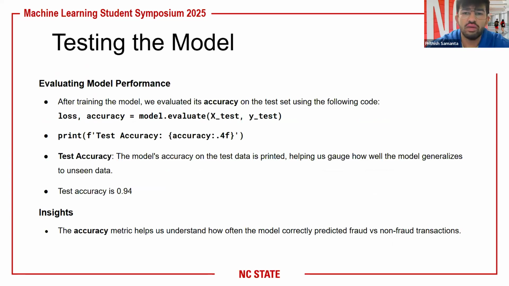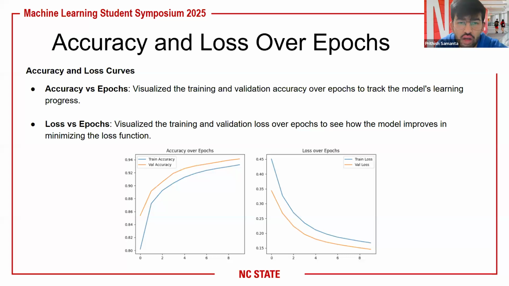For testing, after training, we evaluated the model's performance on the test set. The model achieved an impressive test accuracy of 94%, meaning it correctly identified fraudulent and legitimate transactions 94% of the times. The accuracy and loss over epochs: to track the model's performance, we visualize how both the training and validation accuracy as well as the loss evolved over epochs. These plots show that the model improved significantly over time, with the loss decreasing and accuracy increasing, indicating effective learning.